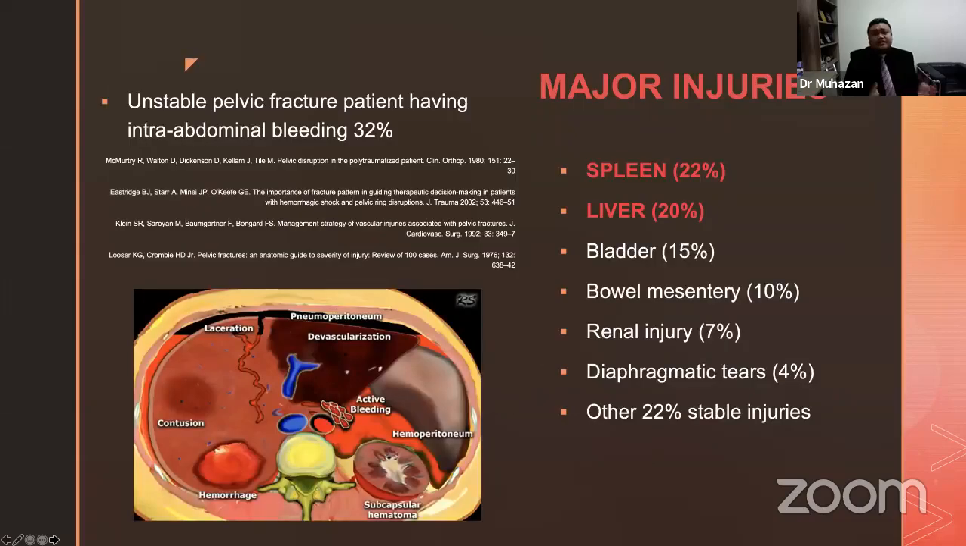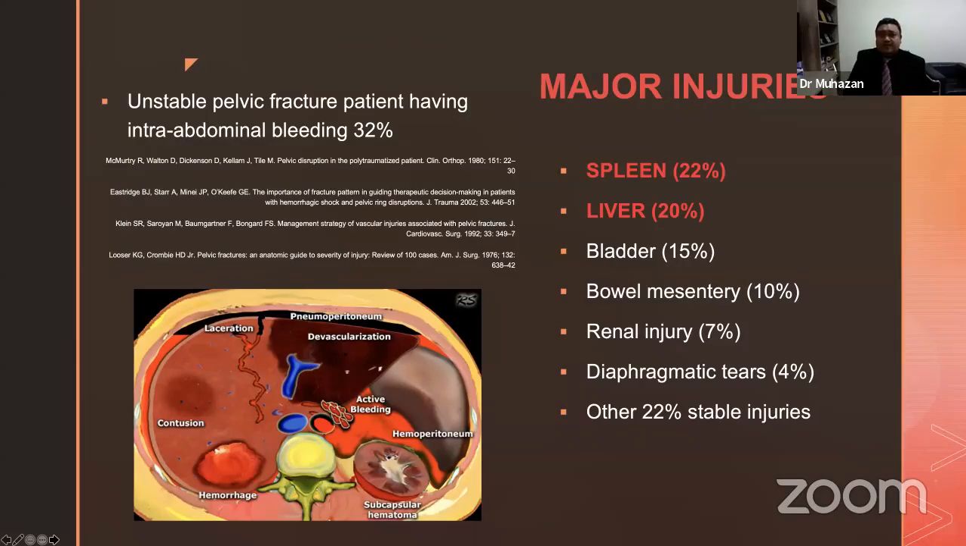All right, so next we're talking about major injuries. In unstable pelvic fractures, 32% of these fractures involve intra-abdominal bleeding, and almost half of it is either the spleen or liver. And imagine a patient who already has an unstable pelvic fracture coupled with a splenic injury, right? So now it's double trouble, okay?